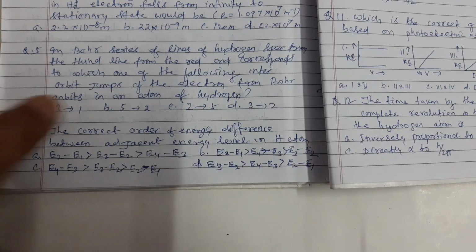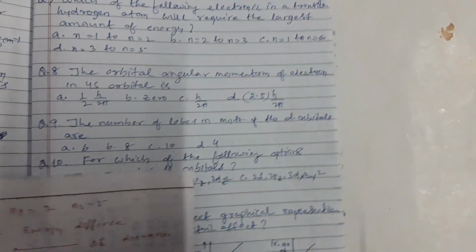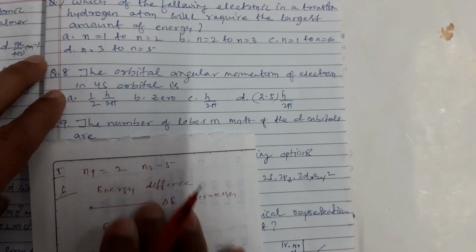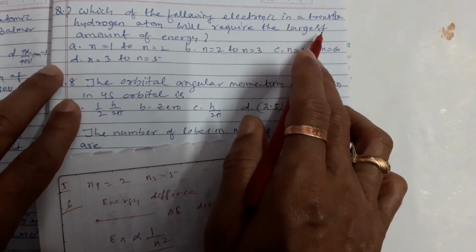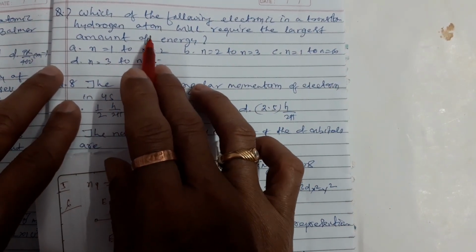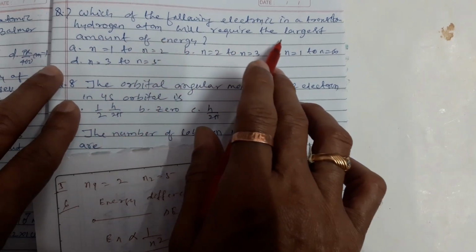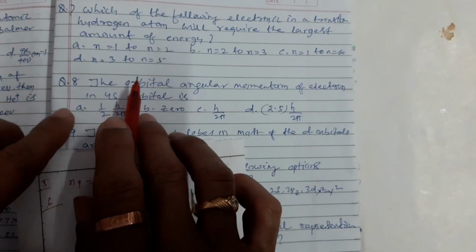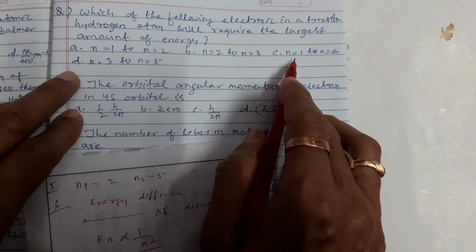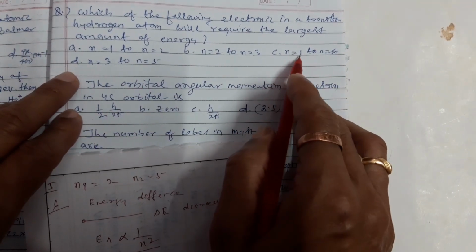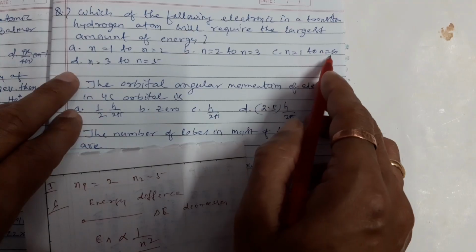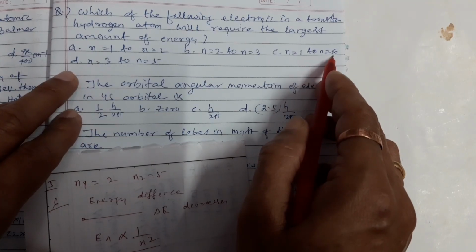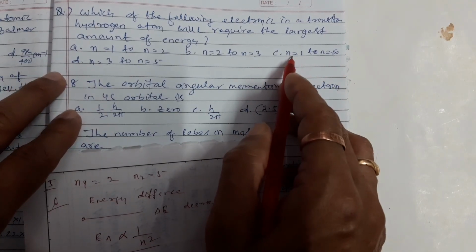Okay, next question. Which of the following electron transitions in a hydrogen atom will require the largest amount of energy? See here, n1 is equal to 1, n2 is given as infinity. So this is the correct answer.